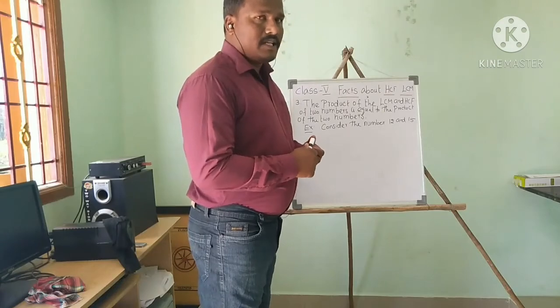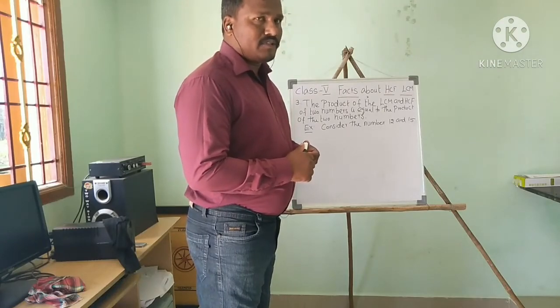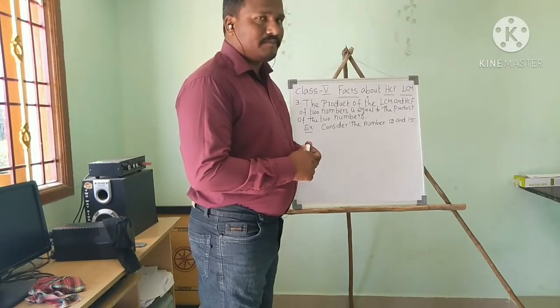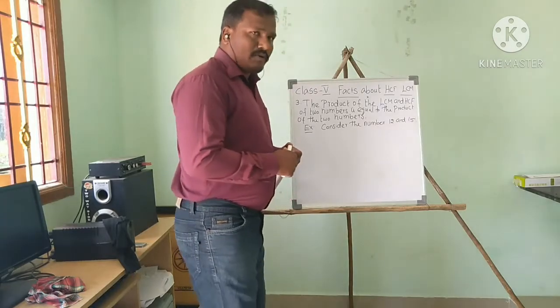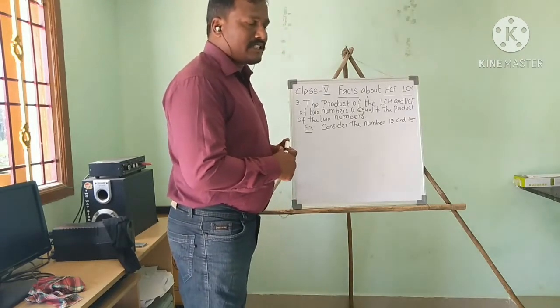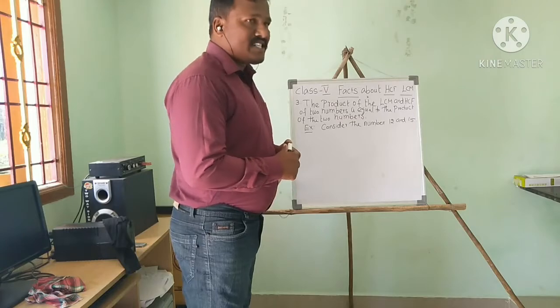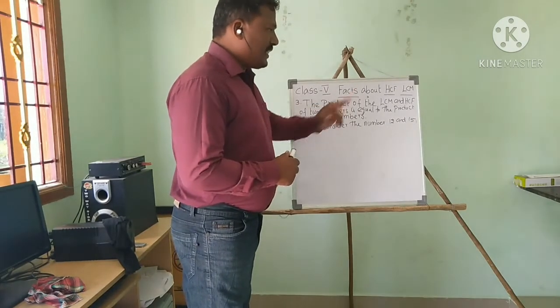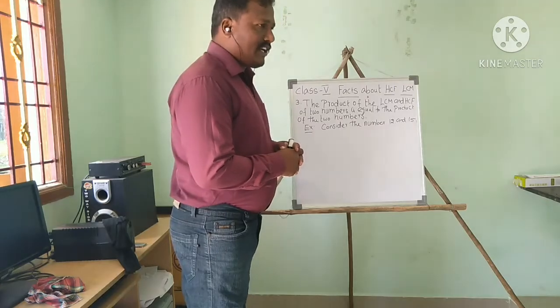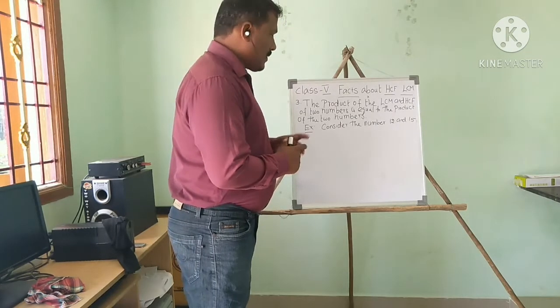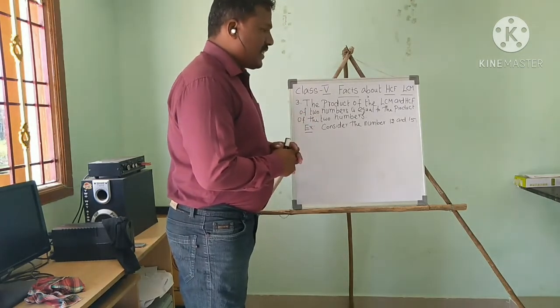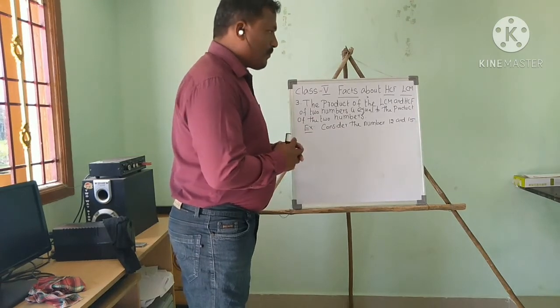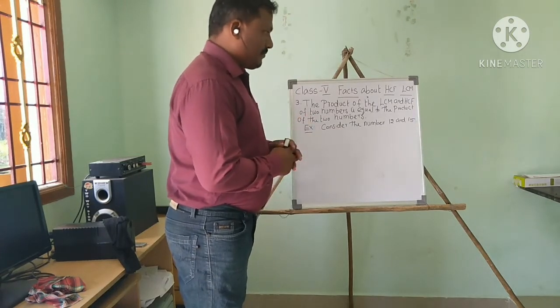Welcome students. Let me talk about the third fact about HCF and LCM. Before, we talked about facts 1 and 2; now we will discuss the third fact. What does the third fact say? Listen: the product of the LCM and HCF of two numbers is equal to the product of the two numbers.